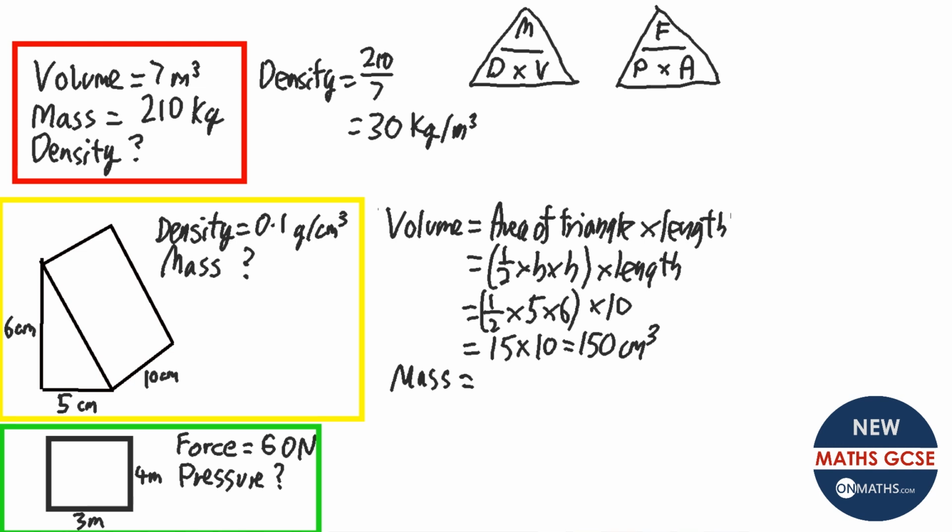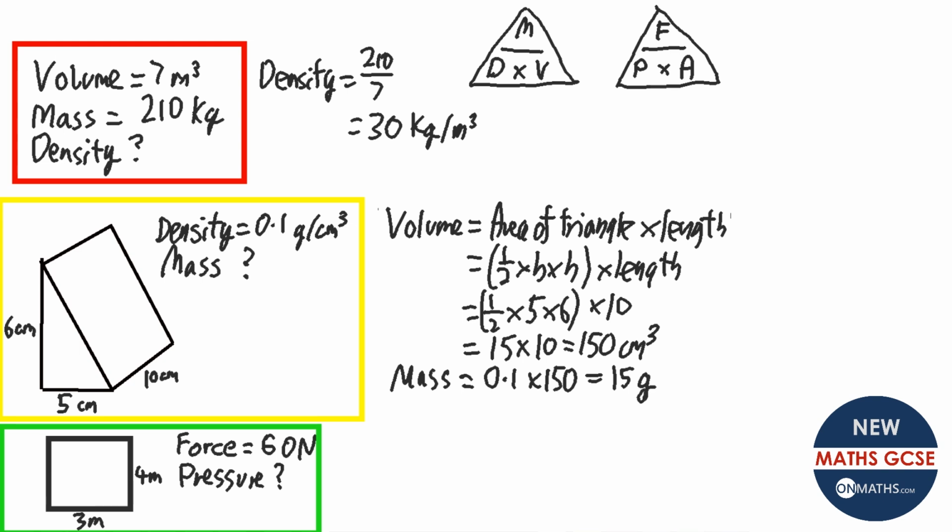is going to be the density, which is 0.1, times the volume, which is 150. Now 0.1 is a tenth, so to find a tenth of 150 you just divide it by 10. So that's going to be 15. Now we're going to do the units, so the mass will be in grams, because our units are in centimeters cubed for the volume, and the density is grams per centimeters cubed, so it's going to be in grams.